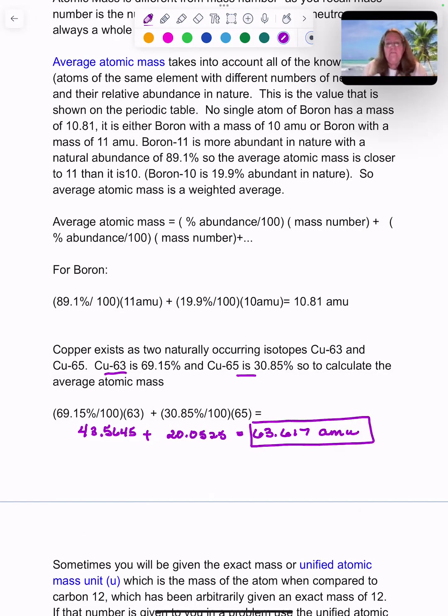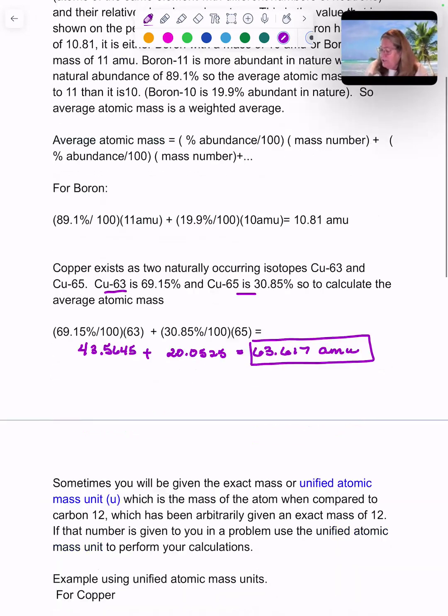I'm going to box it because I want that answer to be known. Notice I did not do sig figs here. I want to use all those digits.